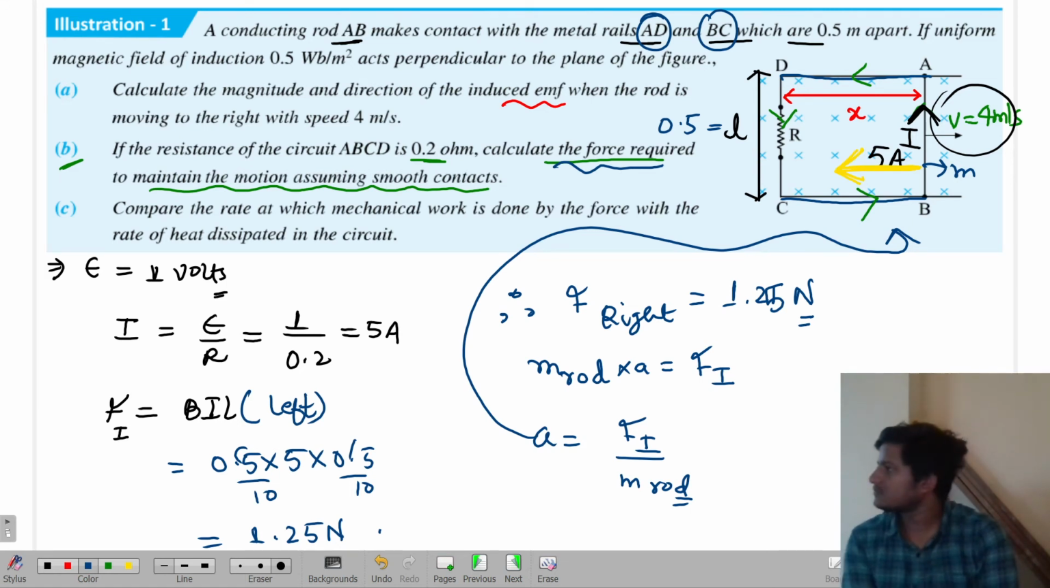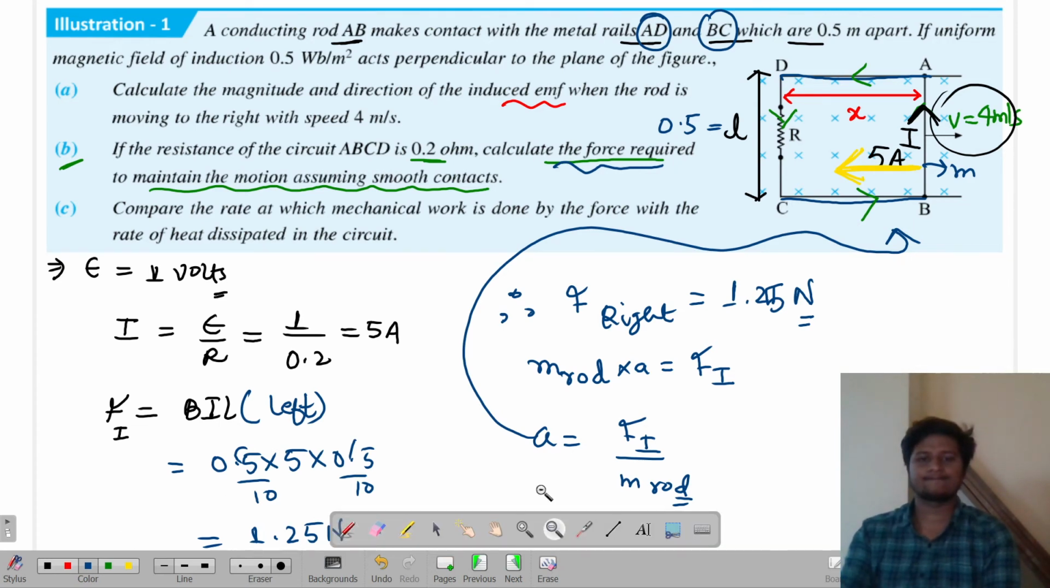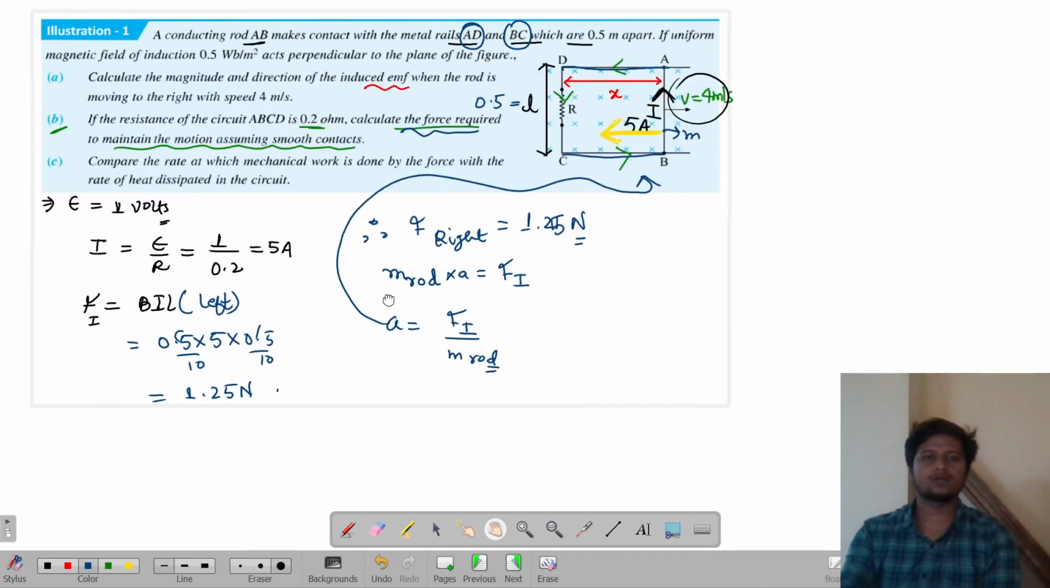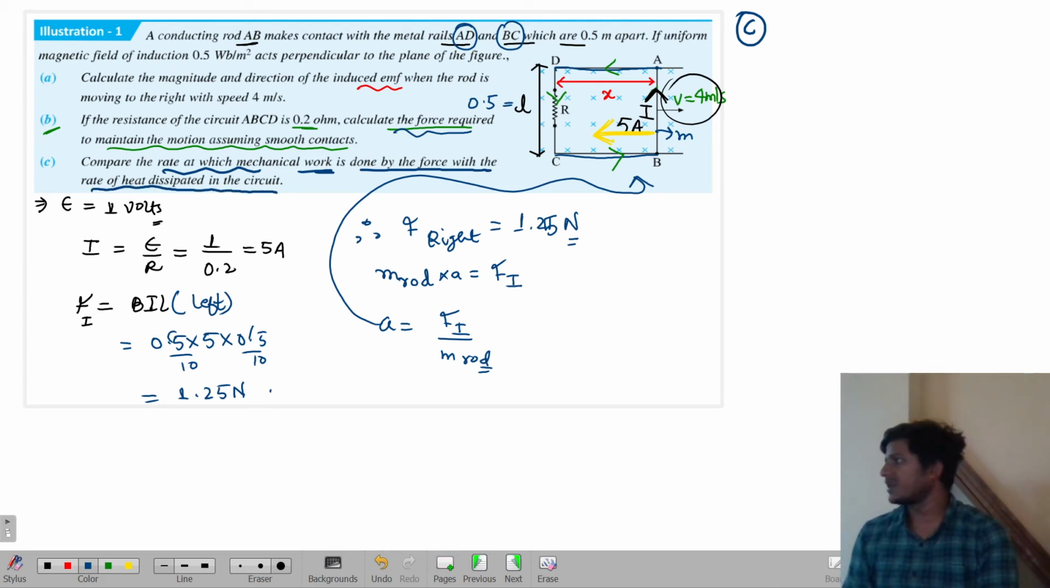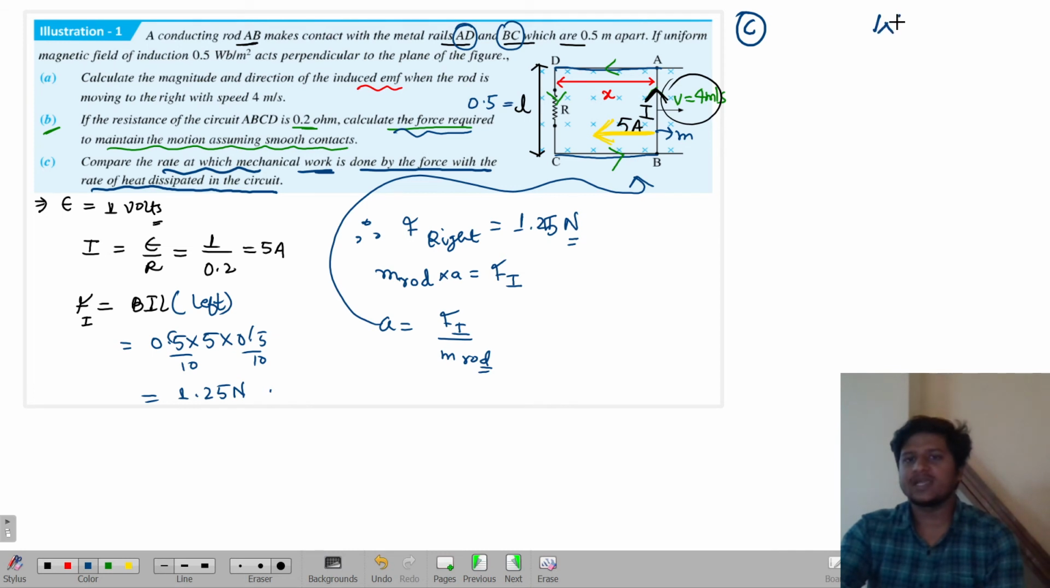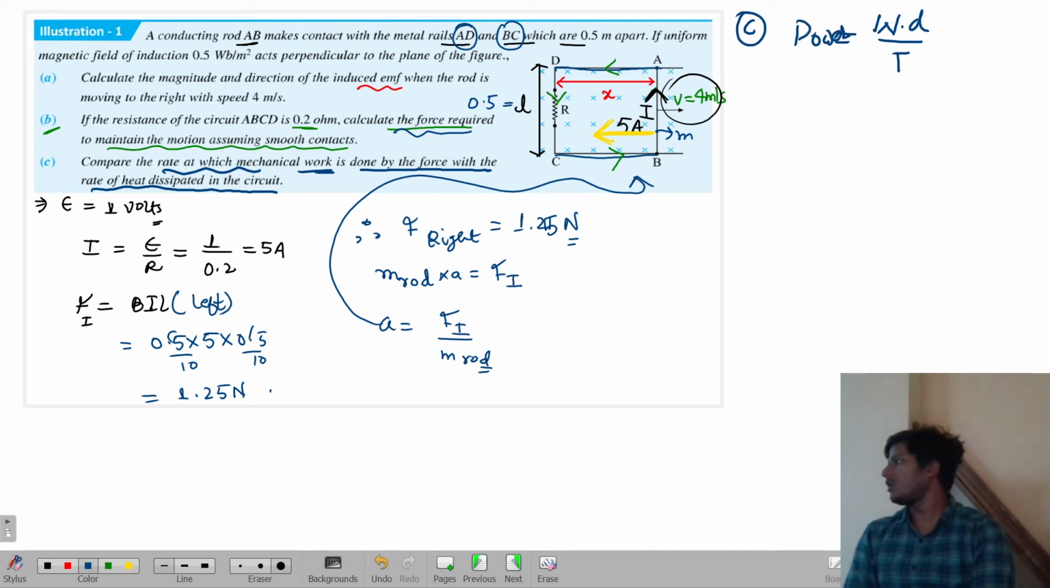Question number C, do it. What is question number C saying? Compare the rate by which mechanical work is done by the force with the rate of heat dissipated in the circuit. So it is asking to compare the rate at which mechanical work is done. Now, rate of mechanical work means work done by time taken. This is called rate, or not? Tell me yes or no. What is this called as? Power, or not?